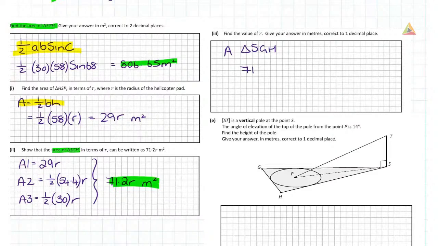So that's going to be 71.2 times R, that's coming from here, remember, is going to be equal to 806.65, that's coming from over here. So the 2 must be equal because it's exactly the same triangle, and all we're doing is we're dividing across by 71.2. So what that should give you is a radius of that circle of 11.3 meters.